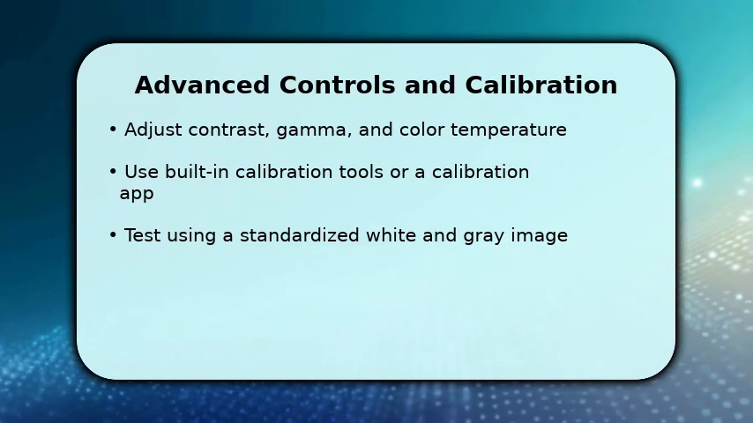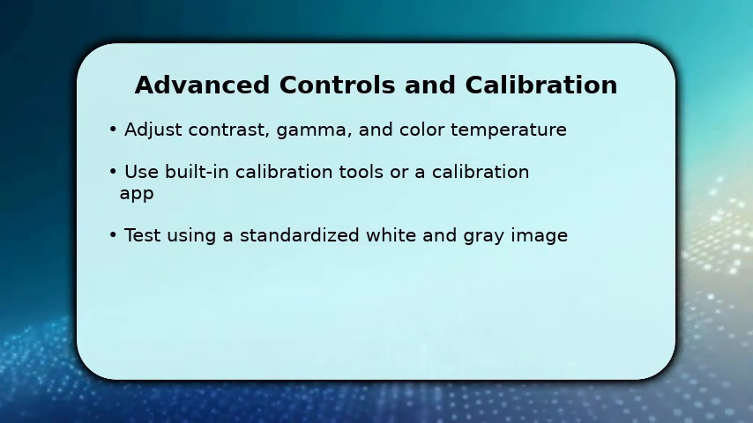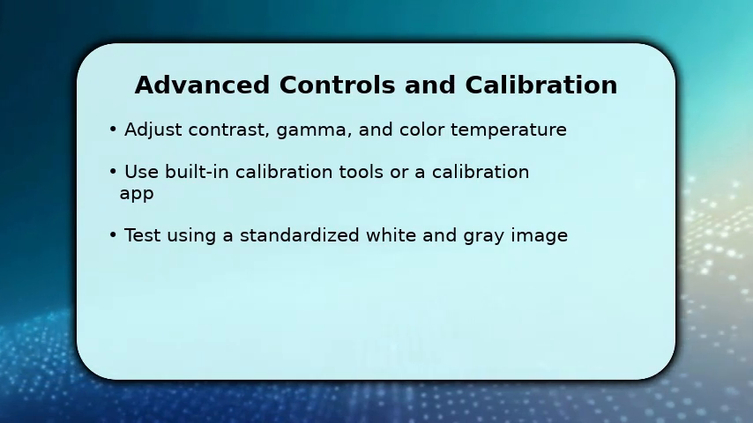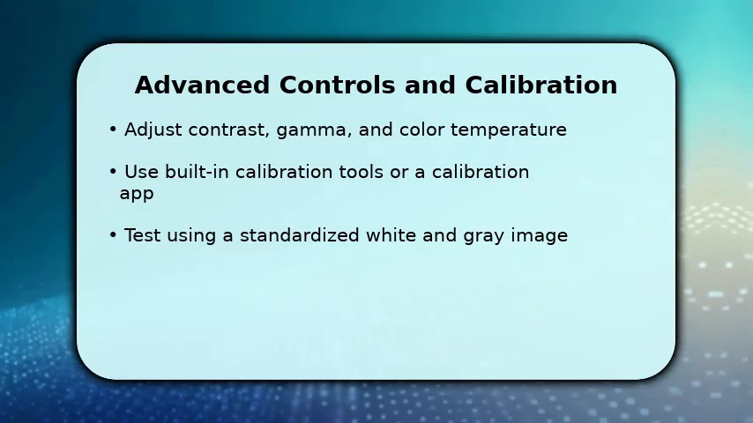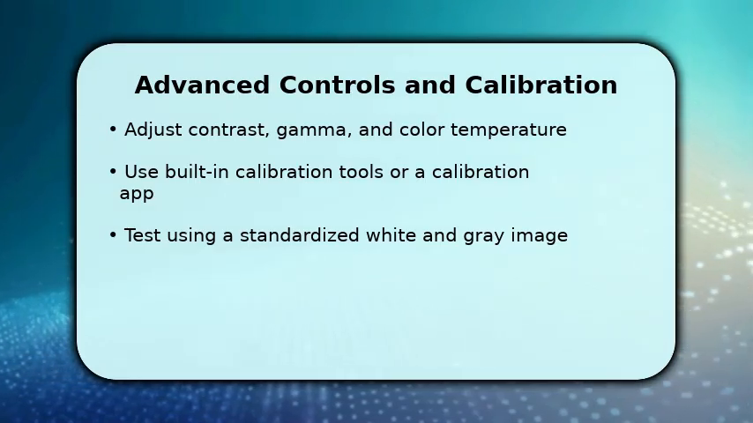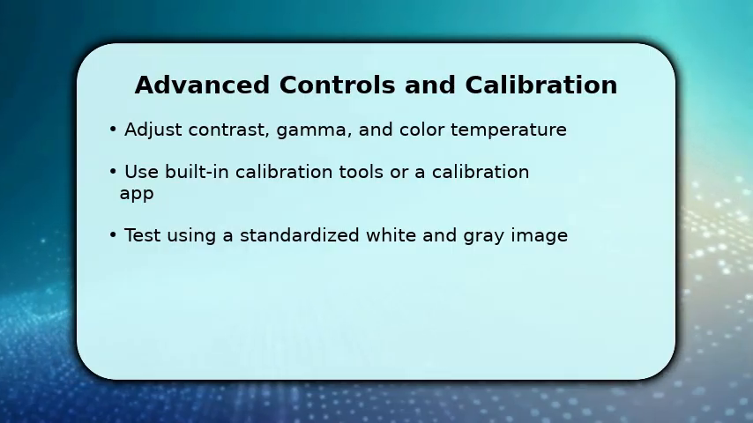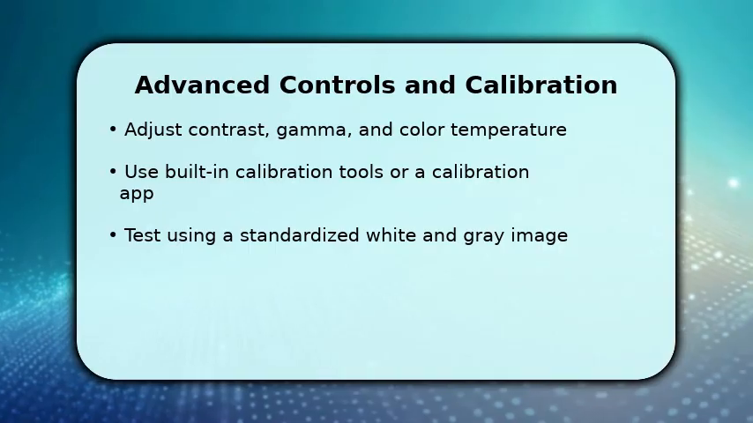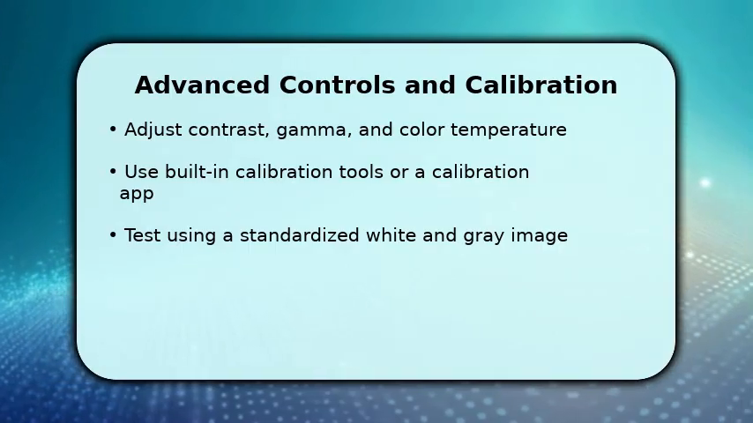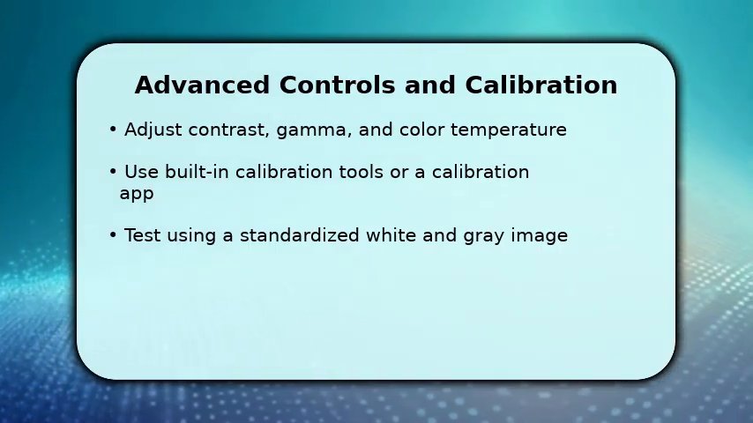Once baseline brightness is set, dive into advanced display controls to fine-tune how brightness feels. Here you adjust contrast, gamma, and color temperature to improve perceived brightness without maxing the slider. Use the system calibration tool or a trusted app to run a quick calibration sequence. This aligns output to expected white and gray levels.